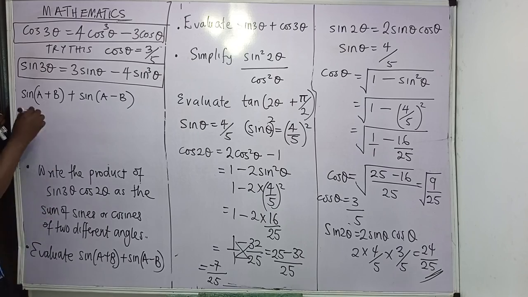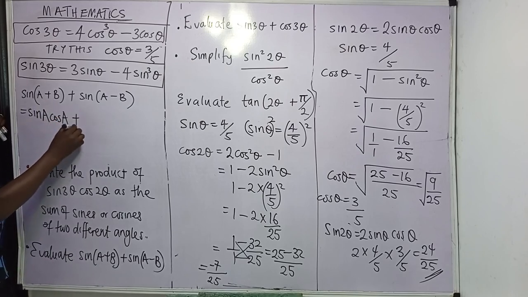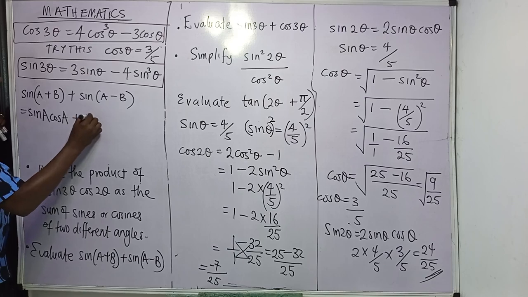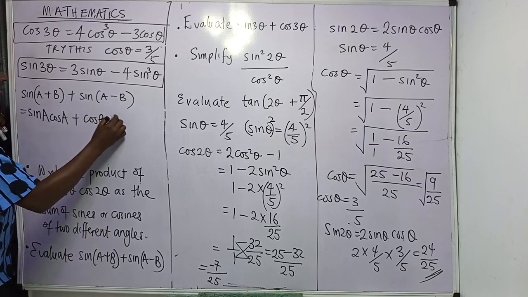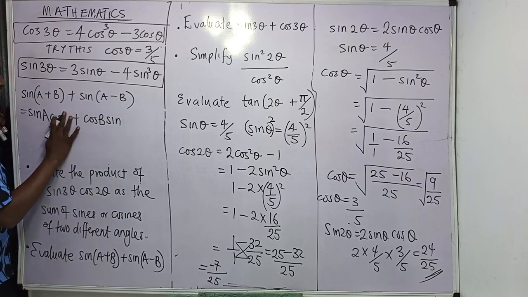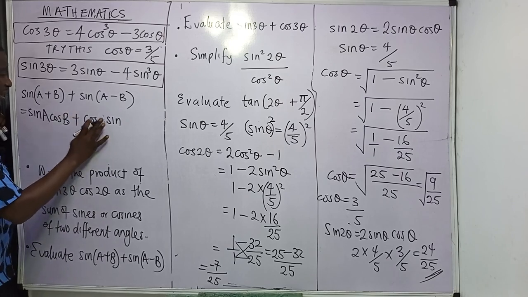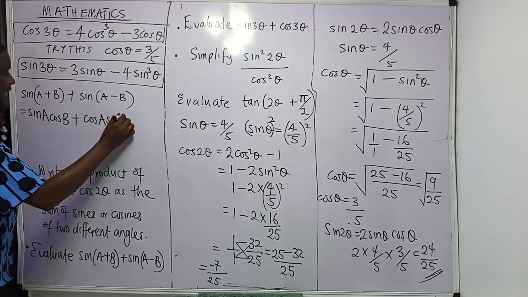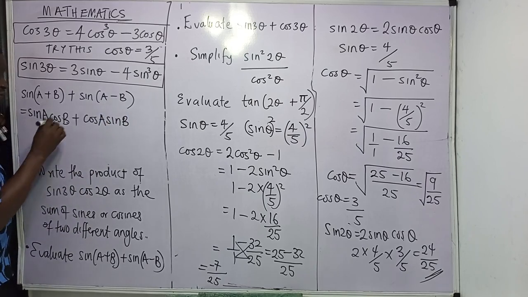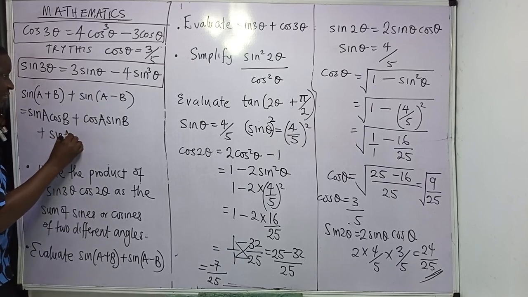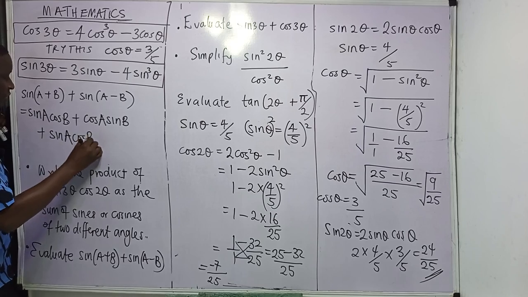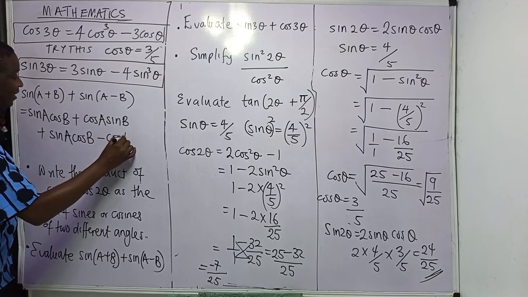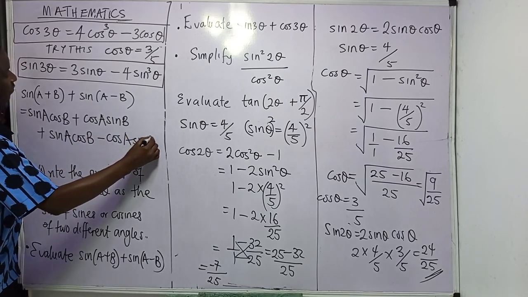I will solve this one. I want to explain something. This one is simply sin A cos B plus cos A sin B. Then, to break down this other one, it is sin A cos B minus cos A sin B.